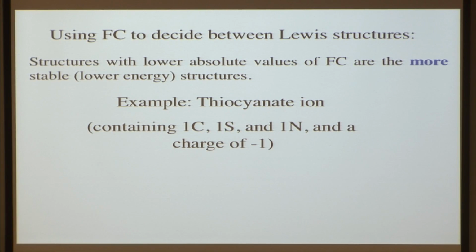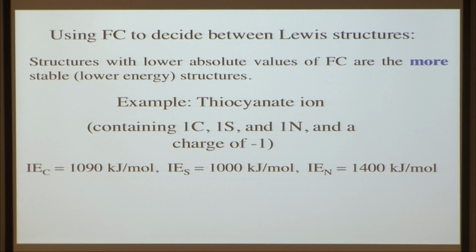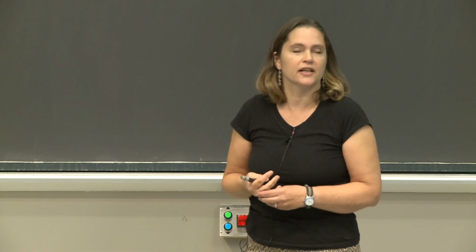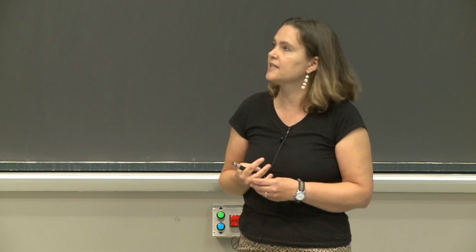So let's look at another example. Thiocyanate ion, and it has a carbon, sulfur, and nitrogen in it, and it has a charge of -1. So I might tell you the ionization energies for carbon, sulfur, and nitrogen, and then ask you which atom you think is going to be in the center of the molecule. So what do you think? What's in the center of this molecule based on those numbers?